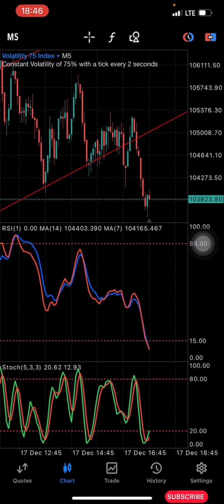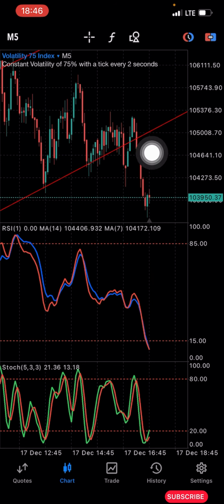In today's video, I'll be sharing with you guys another volatility index strategy, a very powerful strategy for scalping in the 5 minutes time frame. Without wasting much of our time, I'm going to quickly share with you the indicator setup for this strategy, and then I will explain how the strategy works.